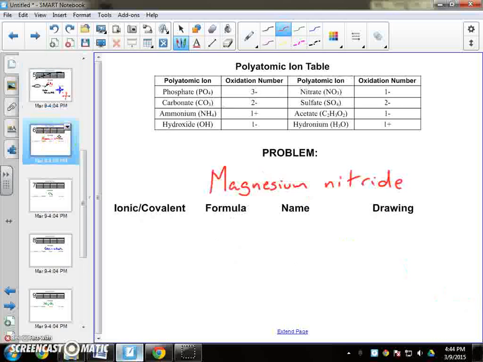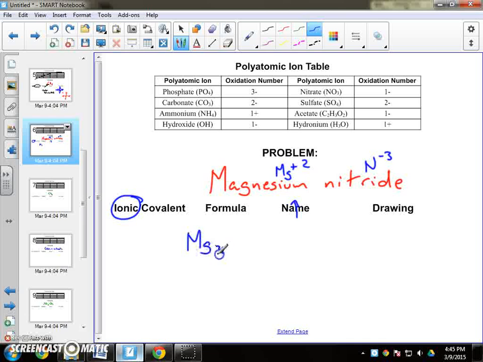Moving on to our next one, magnesium nitride. Ooh, all right, so we finally get a name. That's where this guy goes. I know right away that magnesium's a metal, but nitride, is that a polyatomic? I don't see nitride on here, so we're just going to stick with straight up ionic. I know my formula, magnesium is a plus 2, and I know that nitride is going to end up being a minus 3. So when I draw this whole thing out, I'm crisscrossing, and I end up with Mg3N2.